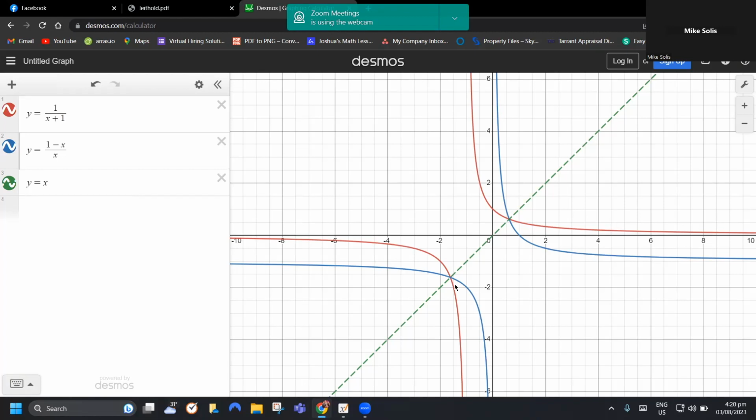O sige. Tingnan pa natin isa pang pair of function inverses. So, graph mo yung y equals tangent x, iwan mo yung y equals x. So yung first graph, gawin mong tangent x. At yung second graph ay tangent inverse of x. So palitan mo yung y equals 1 over x plus 1 ng tangent x. At saka yung 1 minus x over x by tangent inverse.